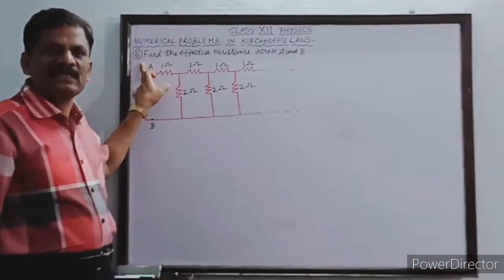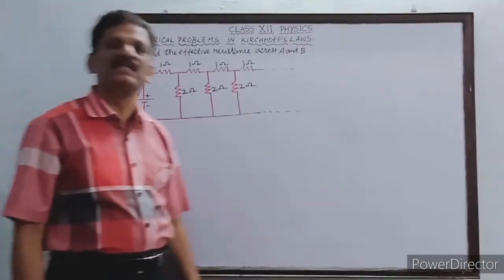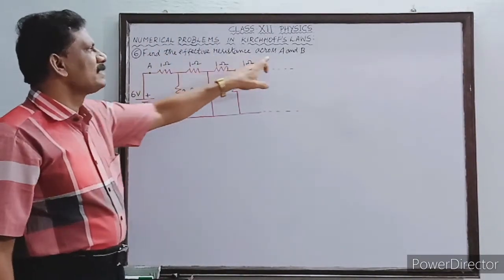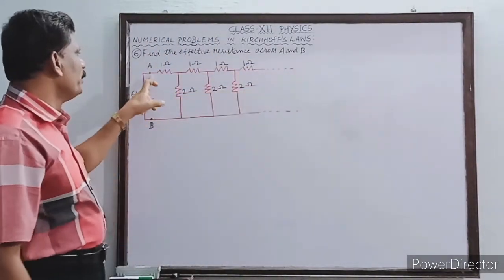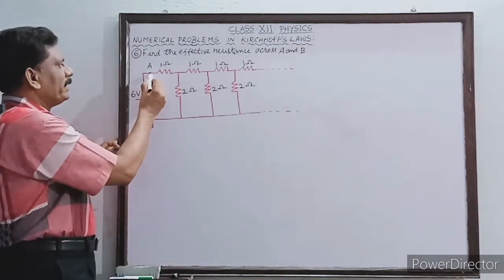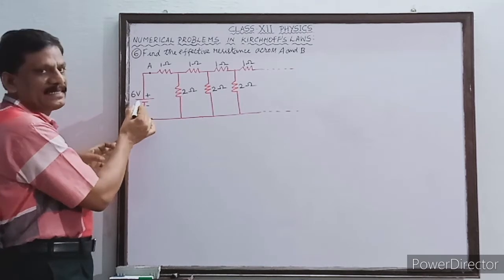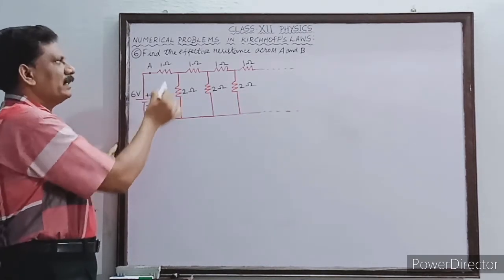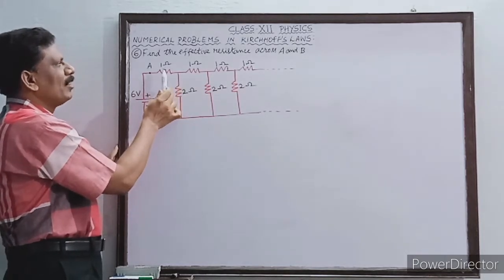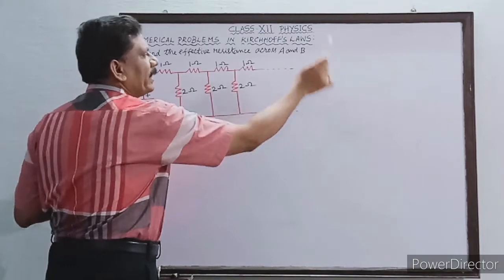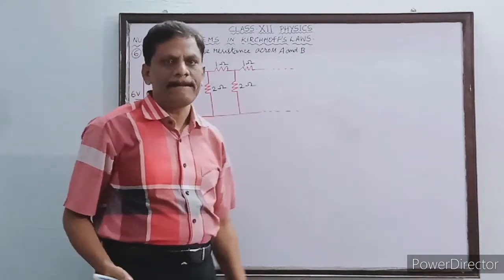Problem number 6 is a different type of problem usually asked in competitive exams. Find the effective resistance across A and B. Look at the circuit. This is point A and this is point B. A cell of EMF 6 volt is connected across A and B. Then this is a network of resistors, a combination of 1 ohm and 2 ohm continuously, extending up to infinity.